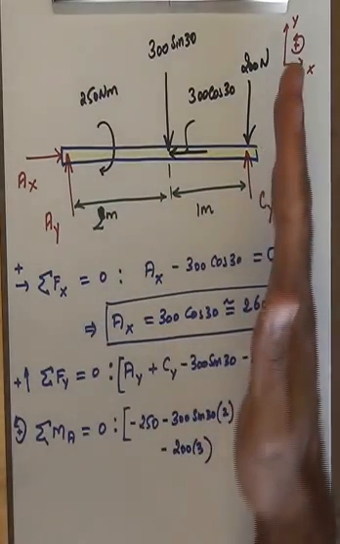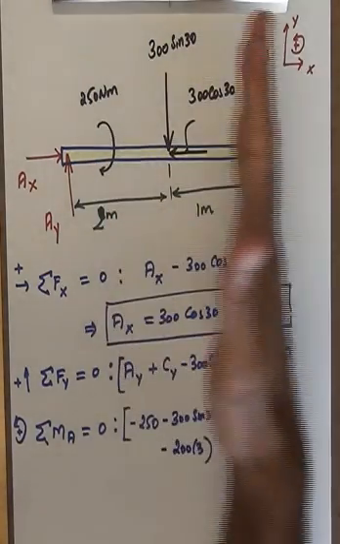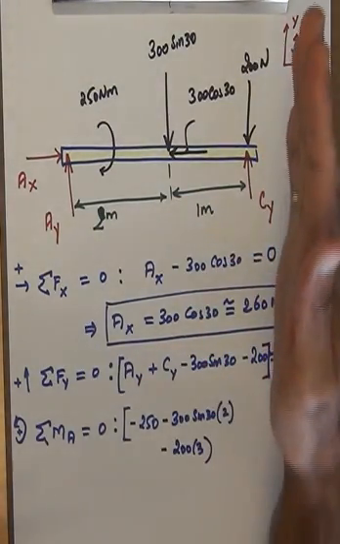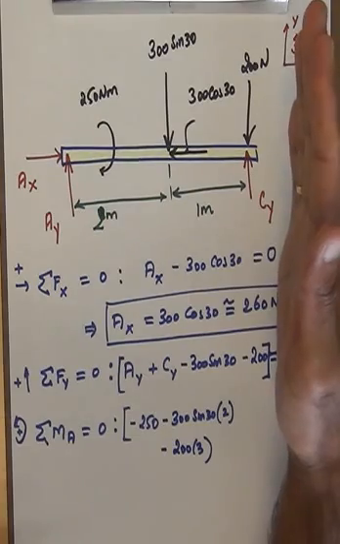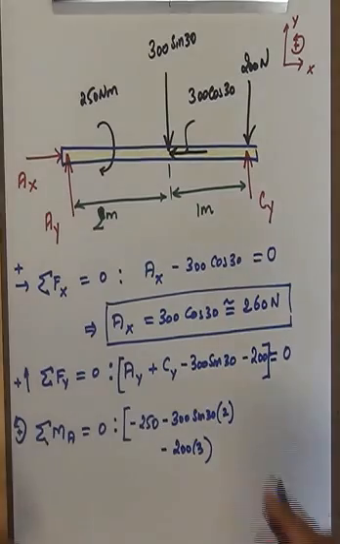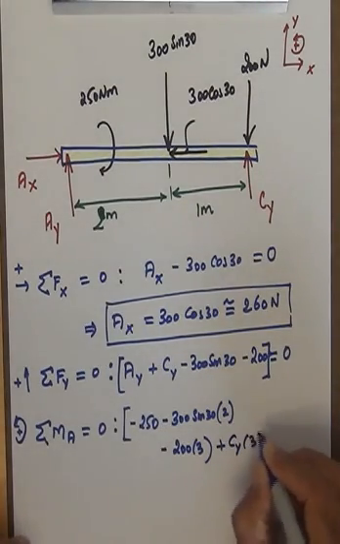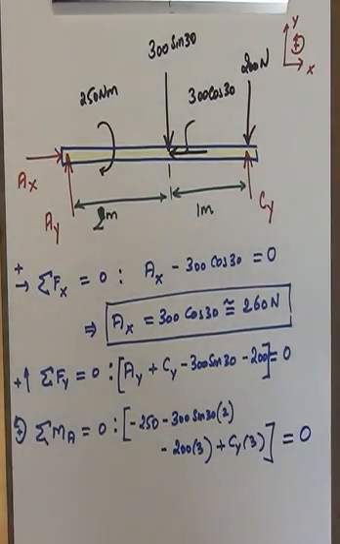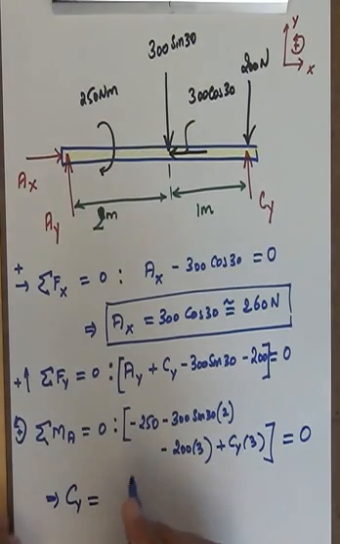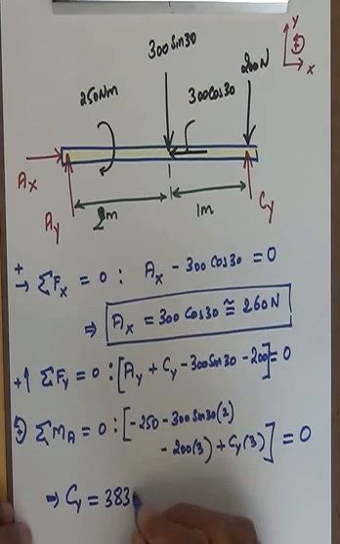And then the last one is Cy. Look at Cy. Cy has the same perpendicular distance as the 200 Newton force, but it is pointing in the upward direction. So if I use the right hand rule, my palm faces the point of interest, which is A. I curl my fingers, it comes out of the board, so plus Cy times 3. All of these put together is equal to 0. And you see that the only unknown here is Cy. I can solve for Cy, which is going to give me approximately 383.33 newtons.